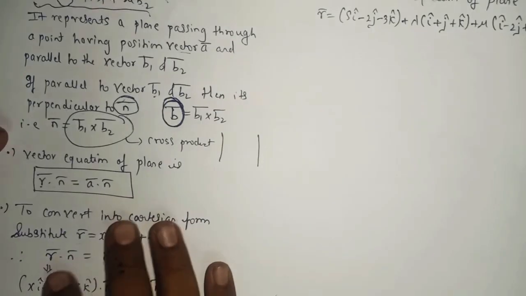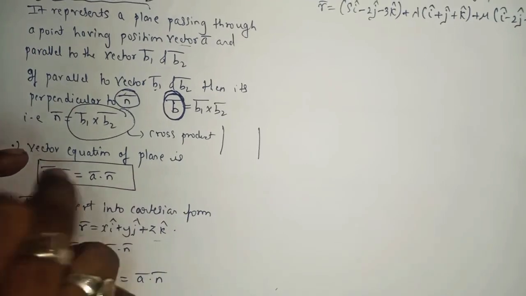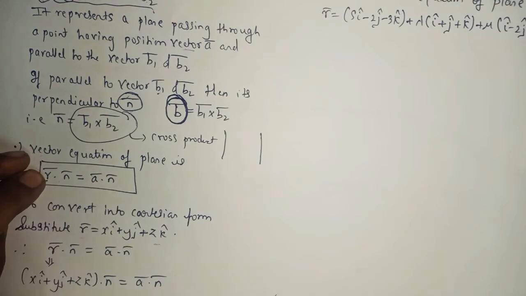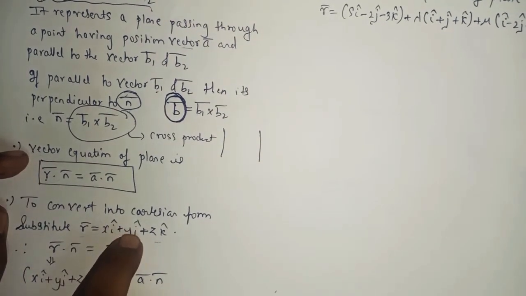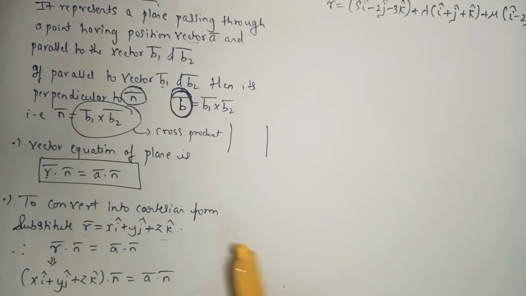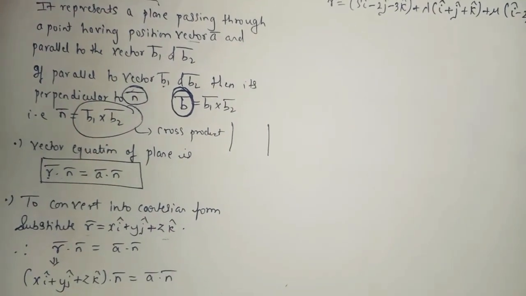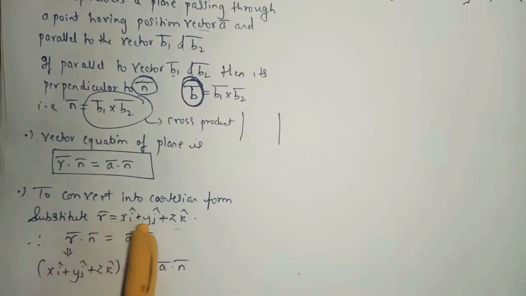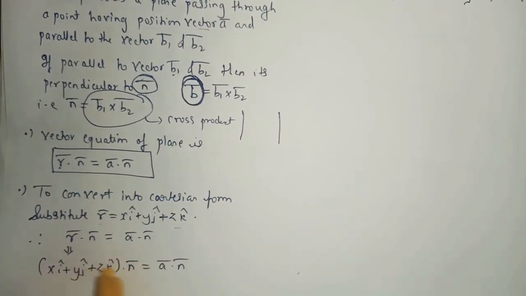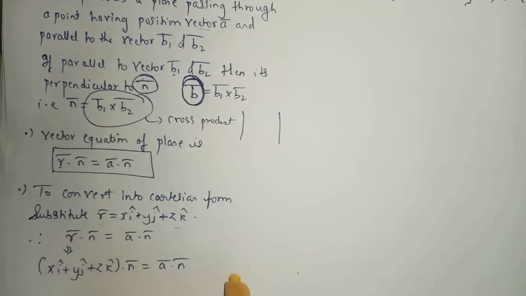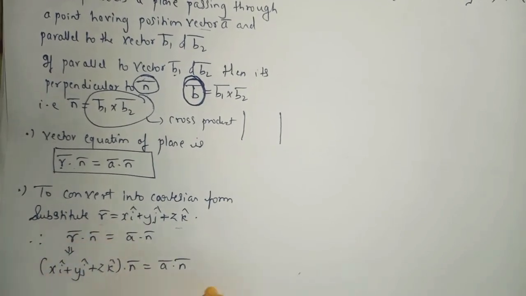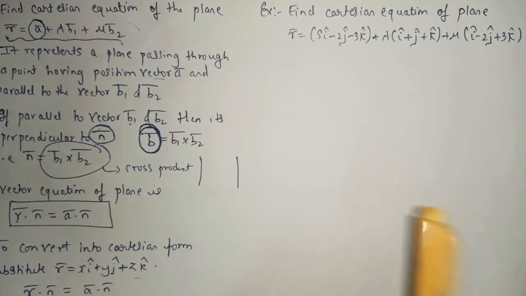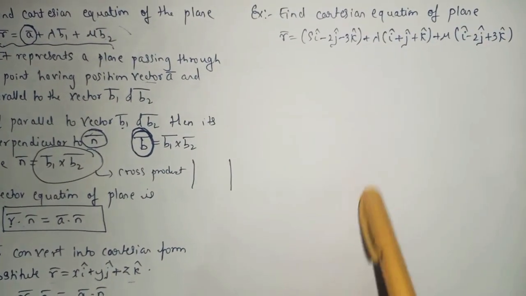So you will have the equation of plane and you have to convert this equation of plane into Cartesian equation. Simply, you will substitute the value of r bar as xi plus yj plus zk. So when you open the bracket, you will see that this part gets converted into Cartesian form. There is one example here, we'll see the example afterwards.